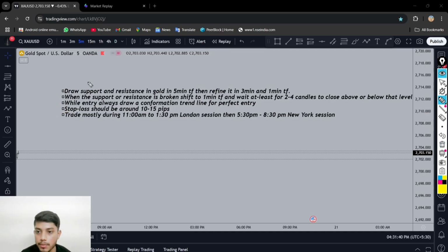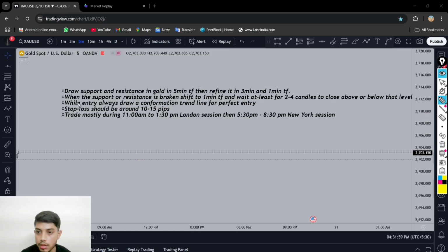So the first one is, draw support and resistance in the 5-minute time frame, then refine it in the 3-minute and 1-minute time frame. As we are scalping, we'll use the 5-minute time frame to draw the perfect support and resistance, and we'll just move to the lower time frame to refine those levels.